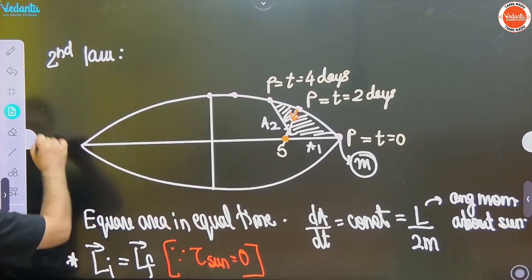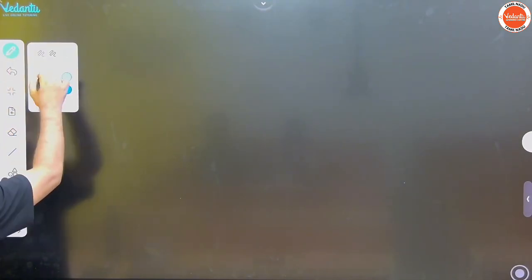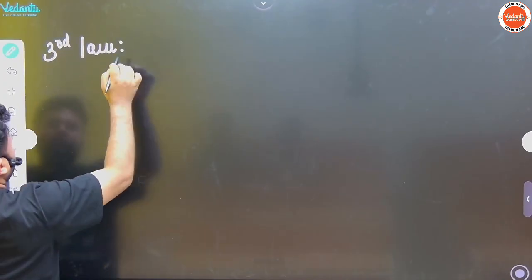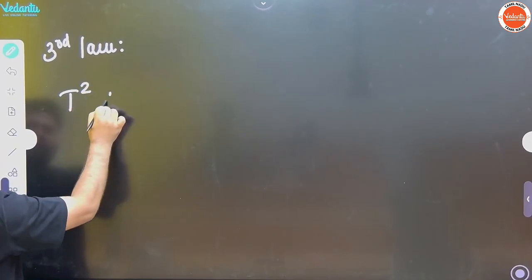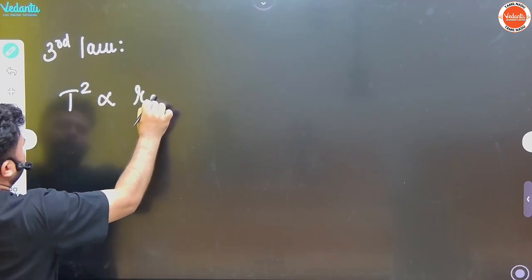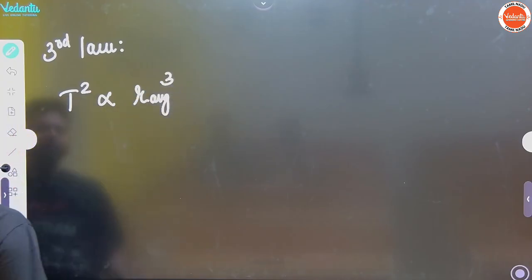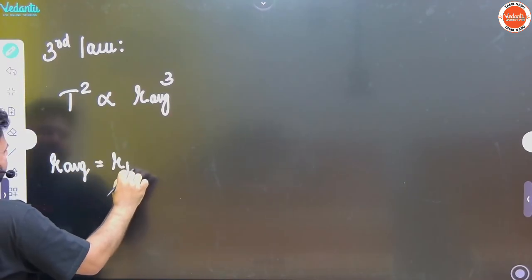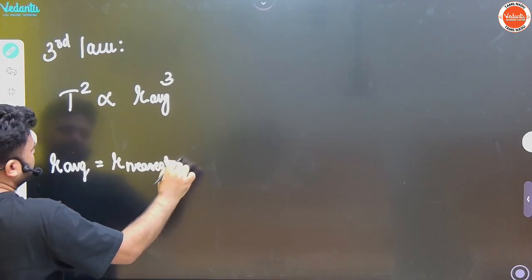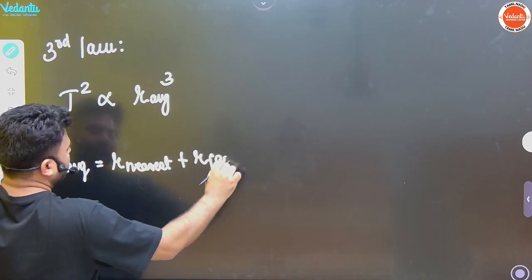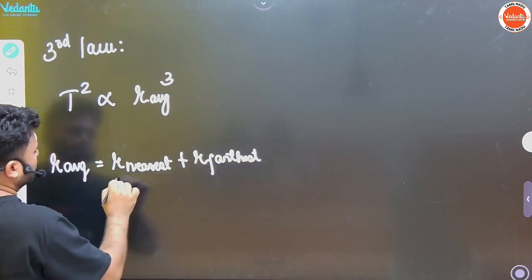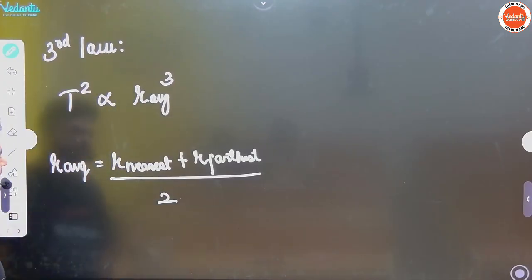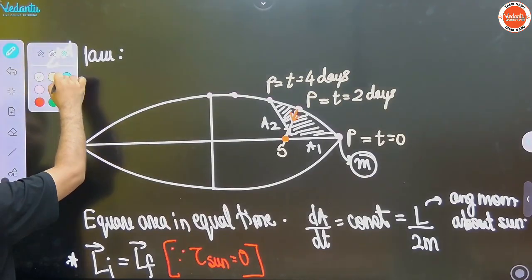Third law. And the most important law: the square of the time period is directly proportional to R average cubed. Now what is R average? R average is R nearest plus R farthest, divided by 2. What is R nearest and R farthest? R nearest means when the planet is nearest to the sun.